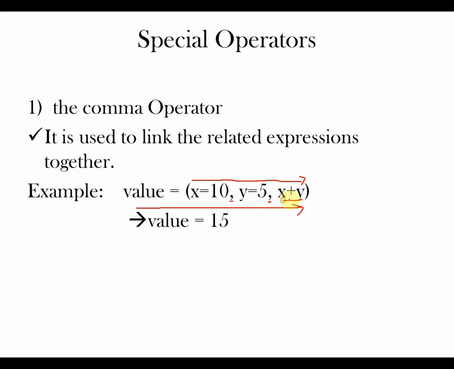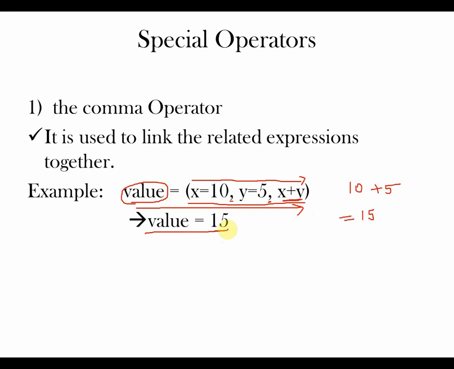After you evaluate x plus y, x is 10 and y is 5. So 10 plus 5, you get an answer of 15. So this 15 value will be the value of this entire thing. So 15 is then assigned to the variable value. So this will be the final answer.